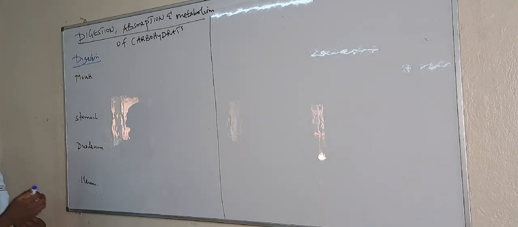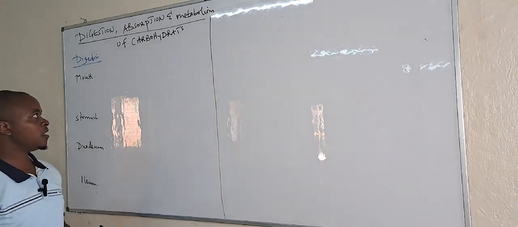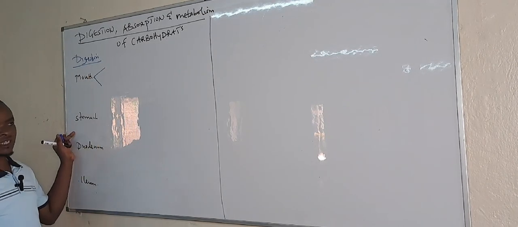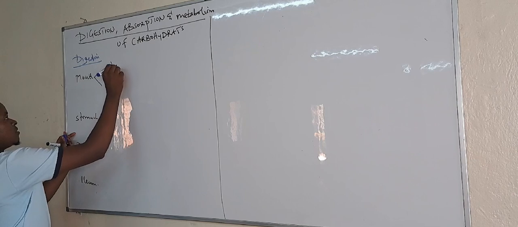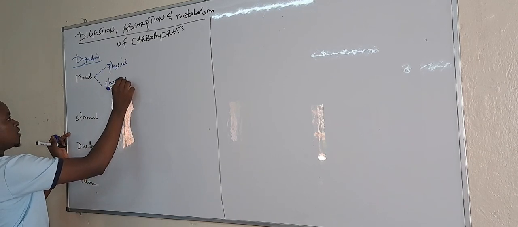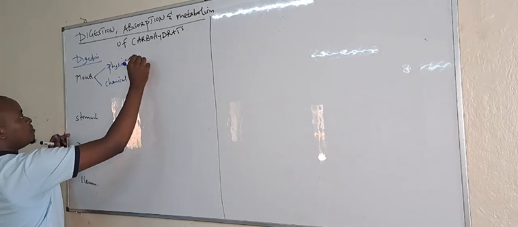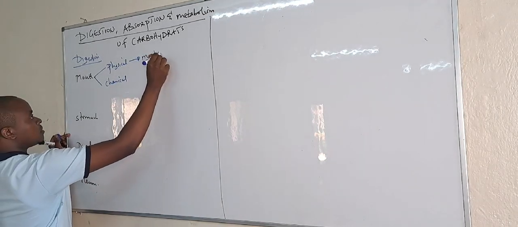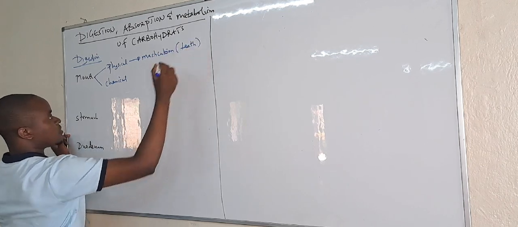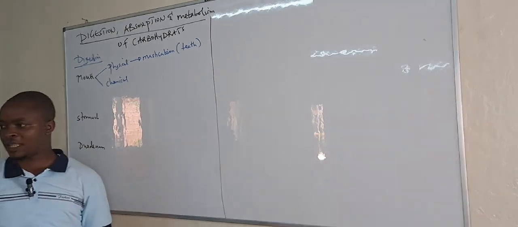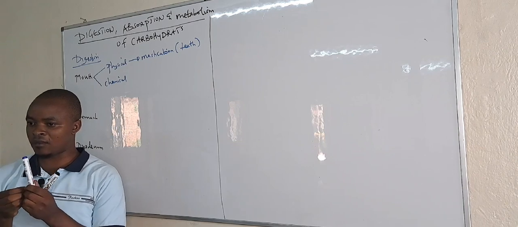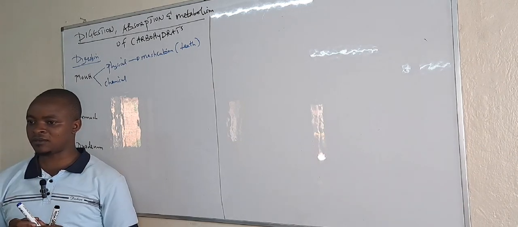In the mouth, whenever you take food containing carbohydrates, that is majorly starch, we have two types of digestion occurring. That is the physical digestion, then we also have chemical digestion. Physical digestion is by mastication, that is the action of teeth. During the process of chewing, the teeth break down these carbohydrates into smaller portions, which can easily be swallowed.